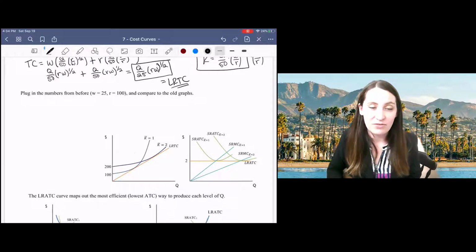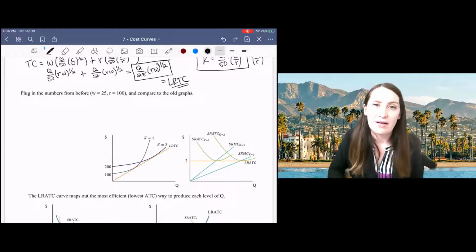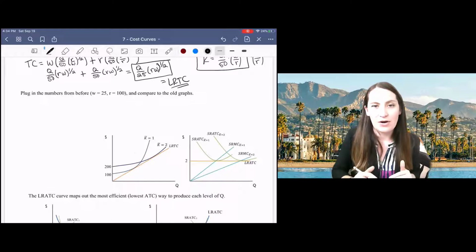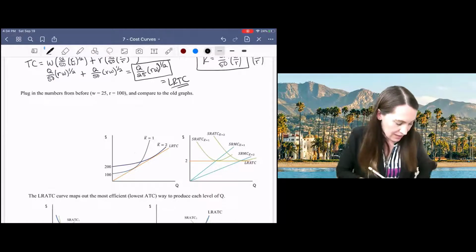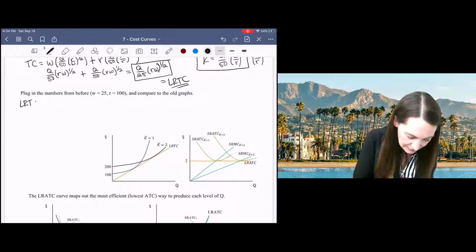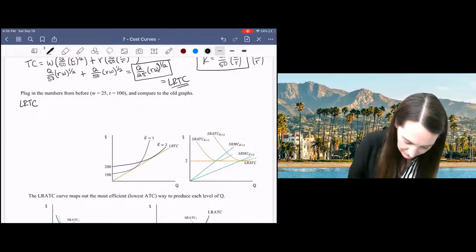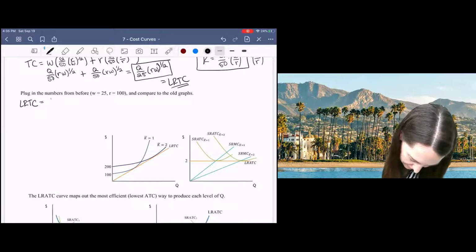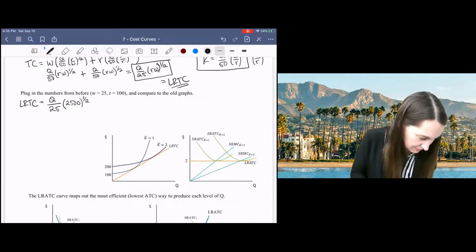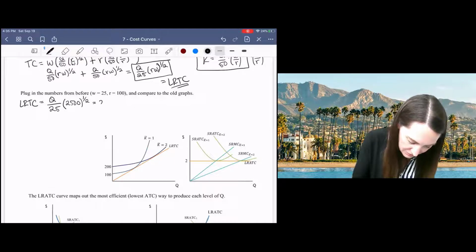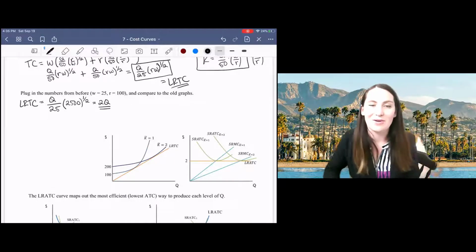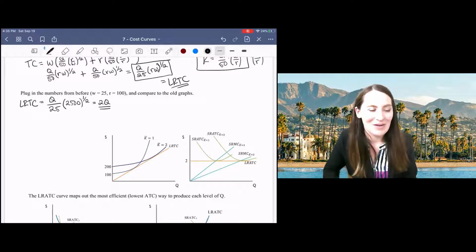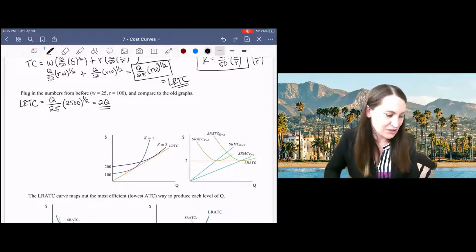Now that we have an equation for our long-run total cost function, we're going to plug in the same input prices that we had before and compare to our graphs from before. So I'm going to plug in a wage of 25 and a rent of 100 into this equation. So I've got Q over 25, and then I've got 2,500 to the 1/2. So that's 50 times Q over 25 gives me 2Q. It's not so terrible, is it? We got 2Q. That's our long run total cost function.